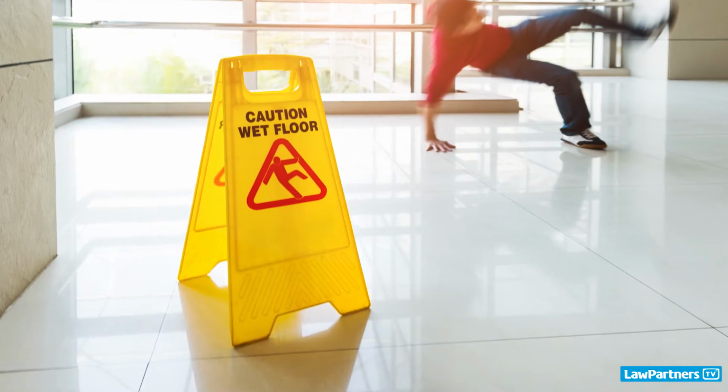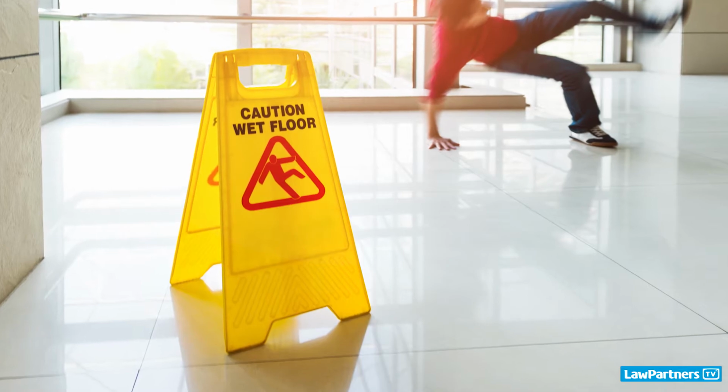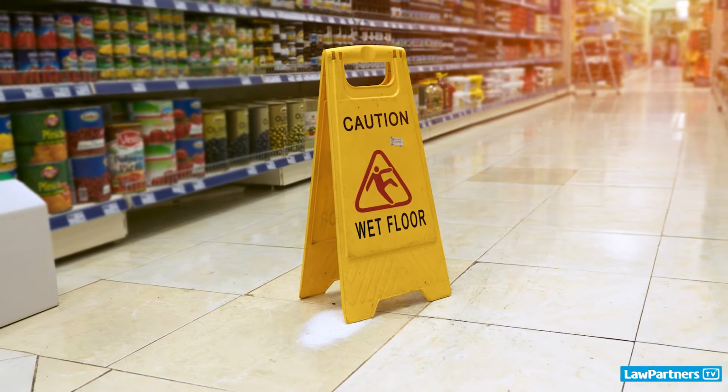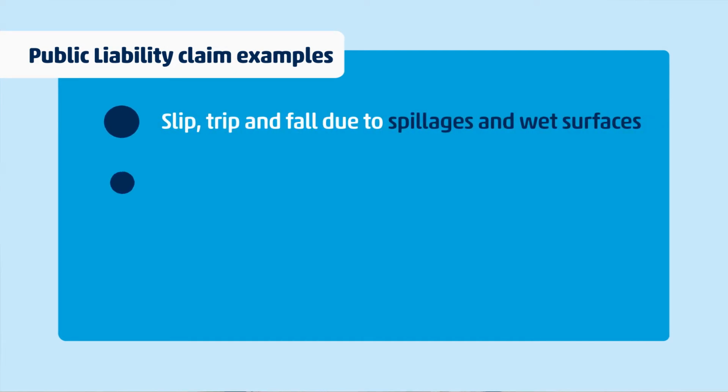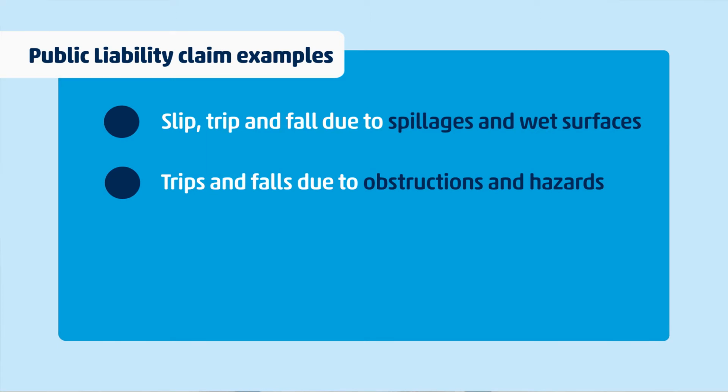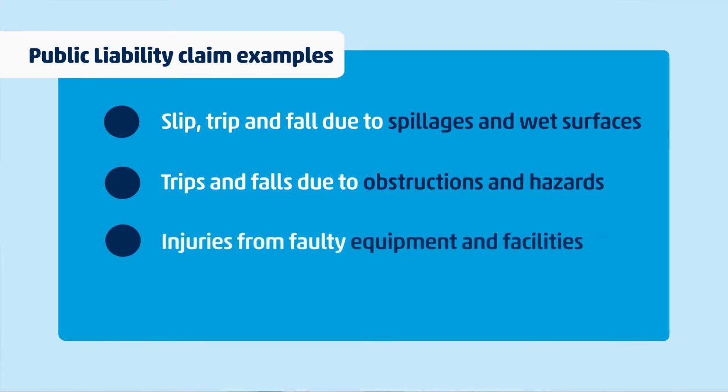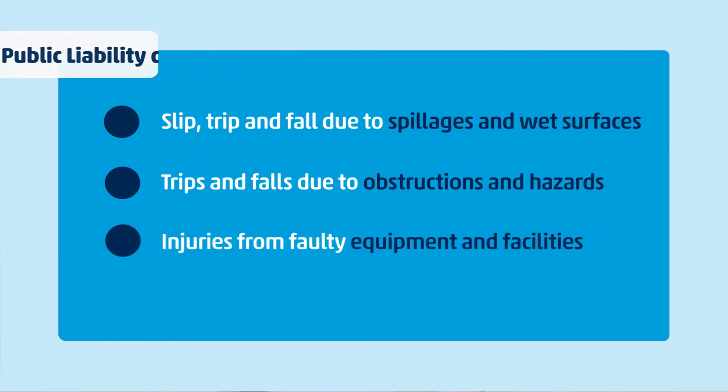And by measures, I mean things like putting up wet floor signs to ensure you don't slip over, or inspecting the floor to remove trip hazards. Now, if the owner or occupier hasn't taken reasonable steps to protect your safety and you suffer an injury, then there's a good chance that you'll be eligible to make a claim. Public liability claim examples include slips due to spillages and wet surfaces, trips from hazards or obstructions, or injuries that arise from faulty equipment or facilities.